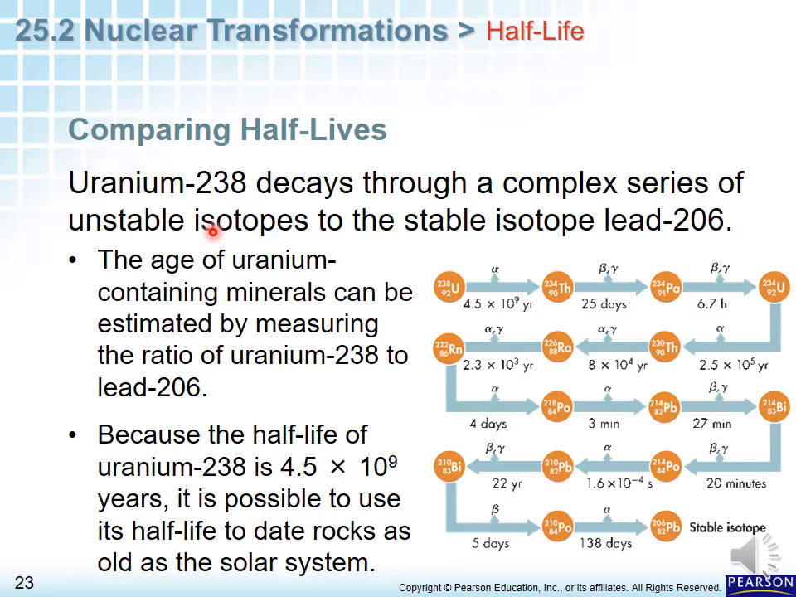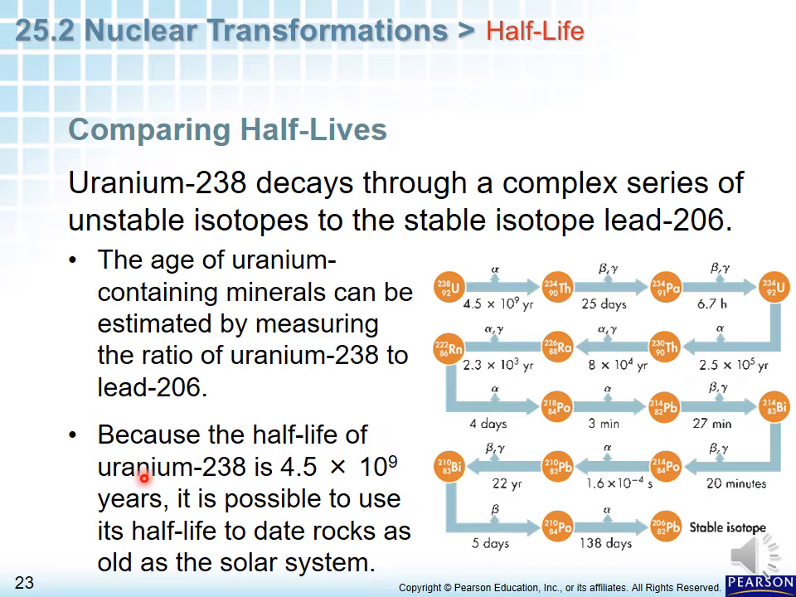Comparing the half-life, uranium-238 decays through a complex series of unstable isotopes to the stable isotope lead-206. So you can see the series of uranium decays, then it becomes 90, then 90, 91, like this, until the stable isotope. So the age of uranium-containing minerals can be estimated by measuring the ratio of uranium-238 to lead-206.